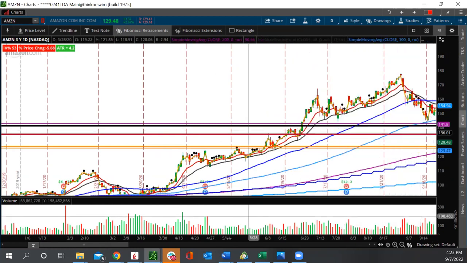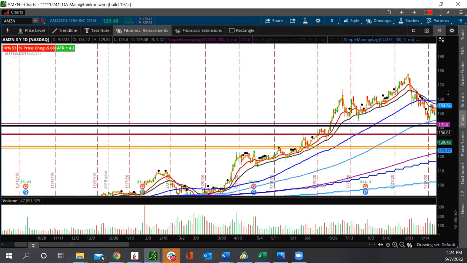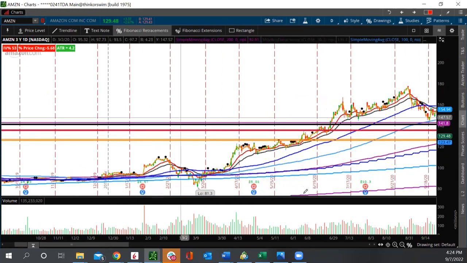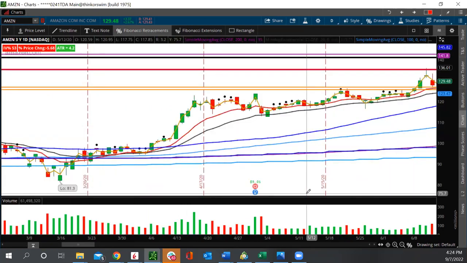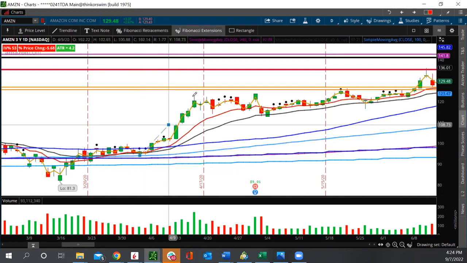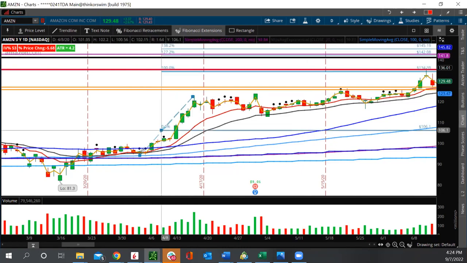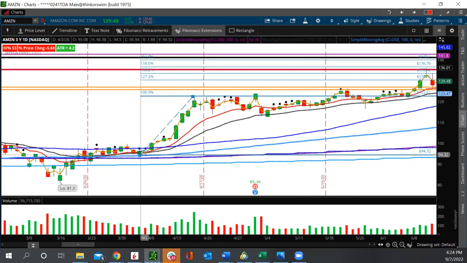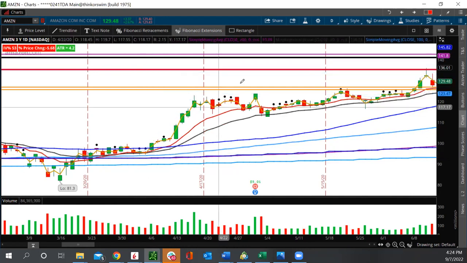I want to try to find the example here on Amazon. I thought it was Amazon. Let me try the fib extensions here. I'm not going to be able to find it. Anyway, it was kind of cool.